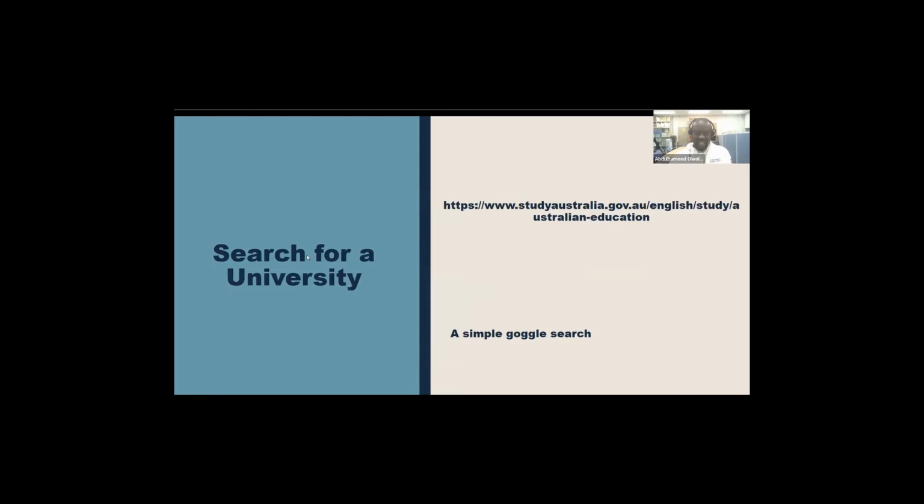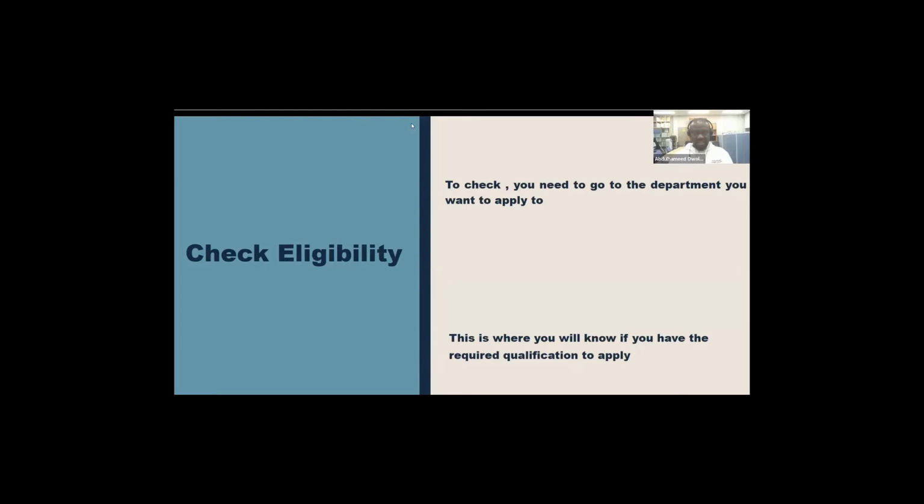So if you want to search for a university, these are the best two ways to do it: studyaustralia.gov.au, you go through it, or a simple Google search. I'll teach you. In fact, I'm going to base my practice on a simple Google search. After you have searched for a university and you got a university that you want, there's a way you're going to do that. Then after you've gotten the university you want, the next is to check your eligibility.